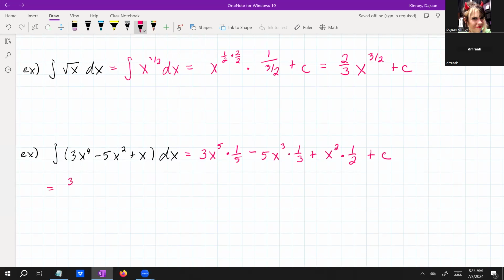equals 3/5 x to the 5th minus 5/3 x to the 3 plus 1/2 x squared, some constant c.